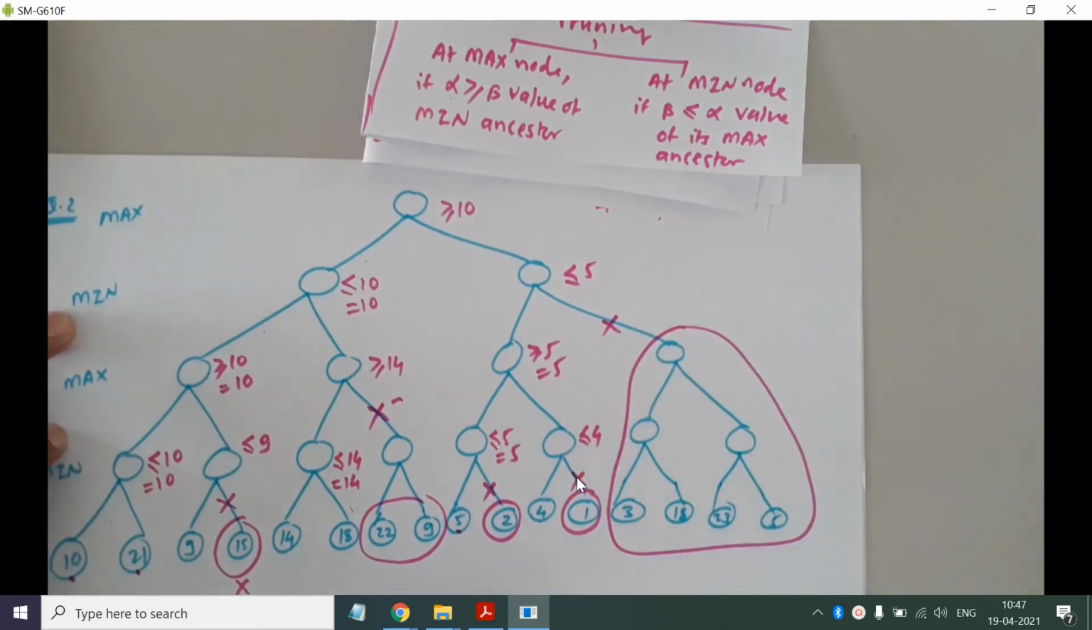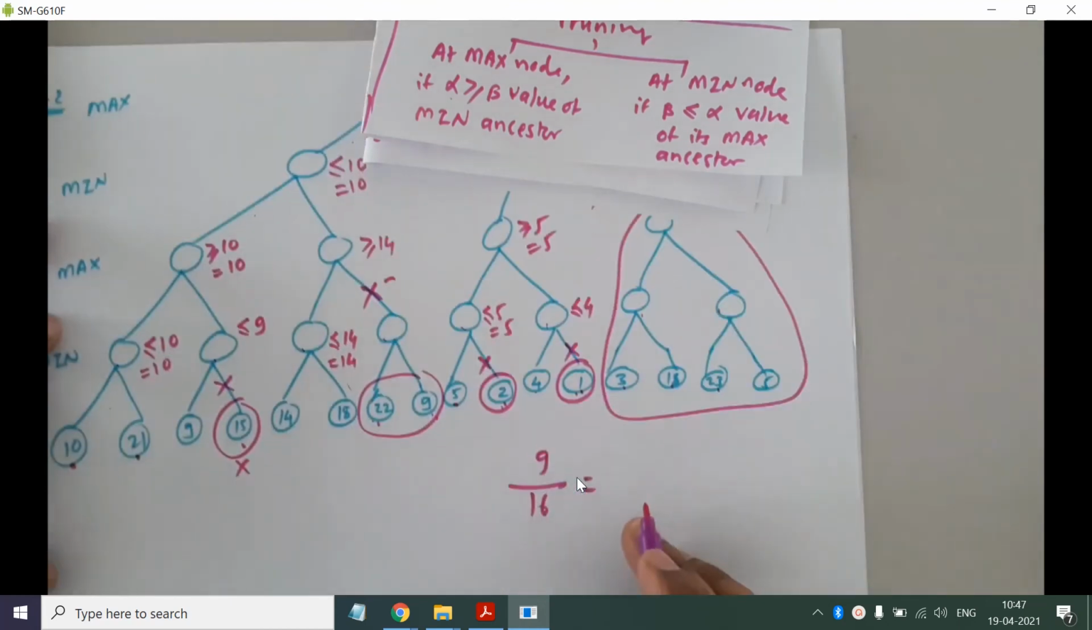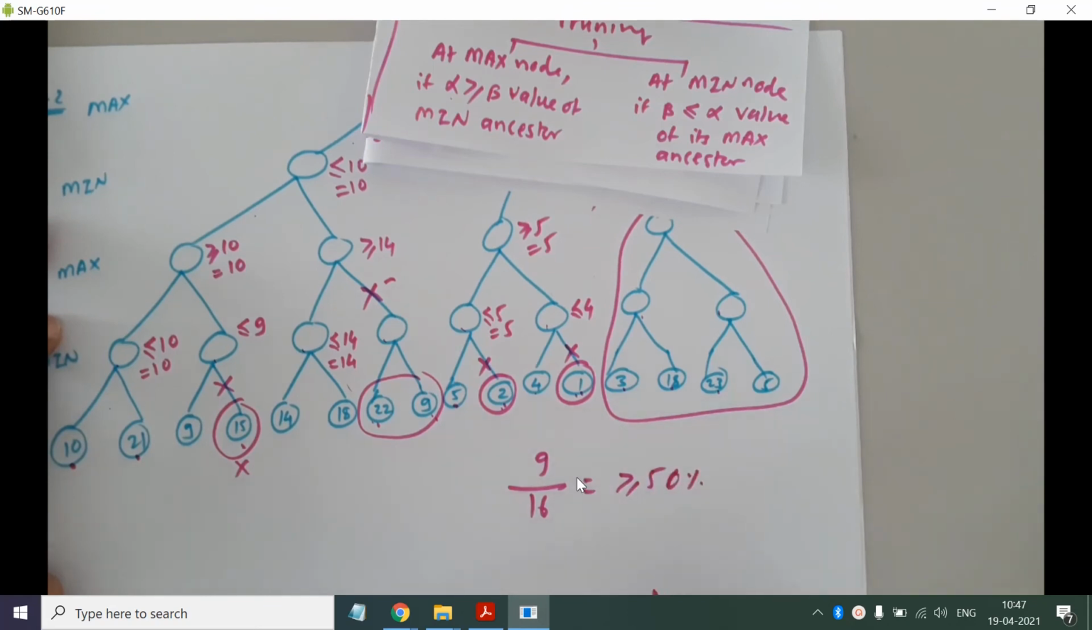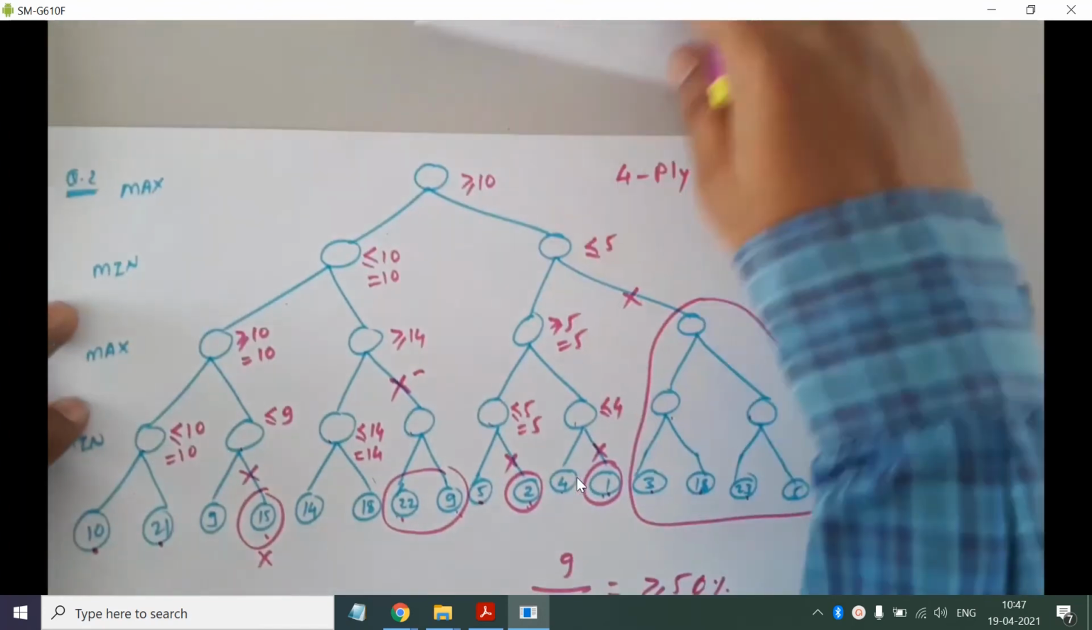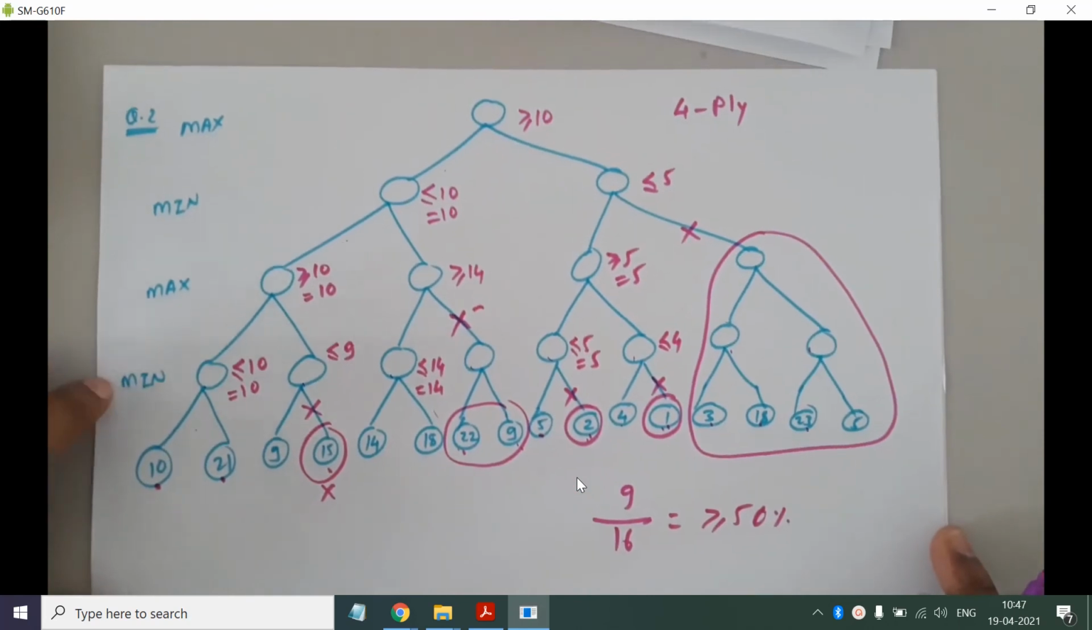Out of 16 nodes, counting 1 2 3 4 5 6 7 8, and then 1 2 3 4 5 and 4, that is 9 pruned, which is greater than 50%. So we are able to prune more than half of the branches. Take a screenshot of this solution and try it out.